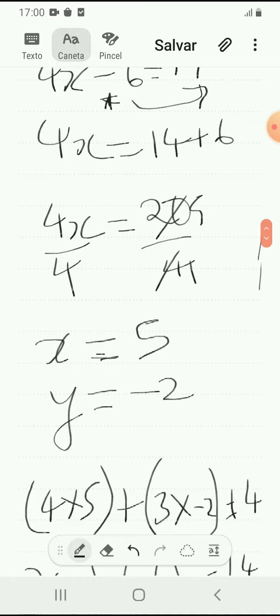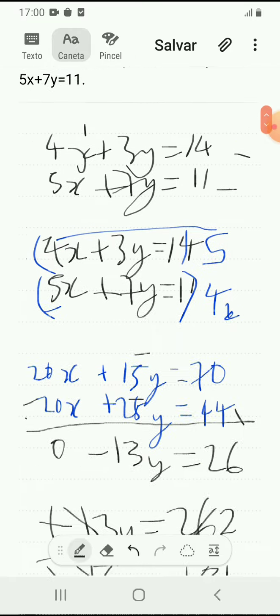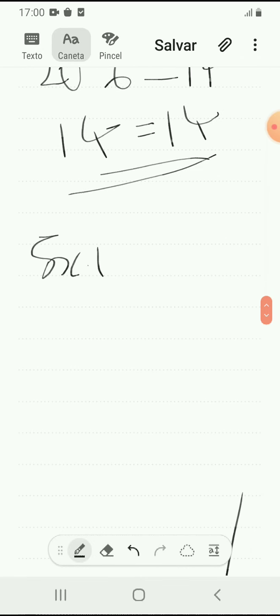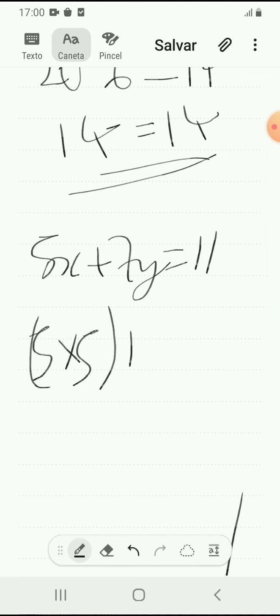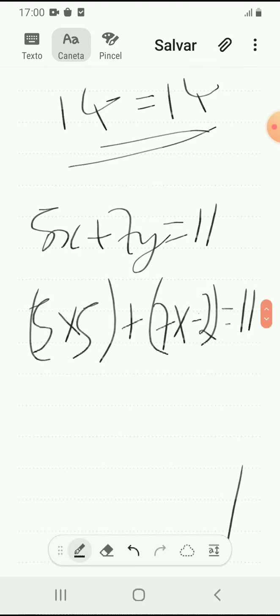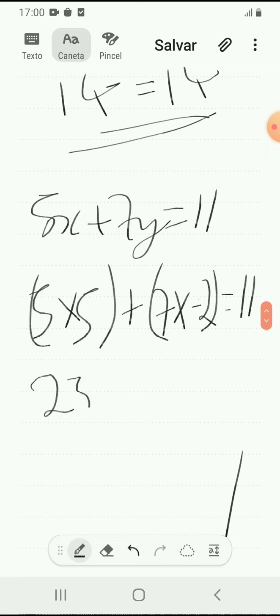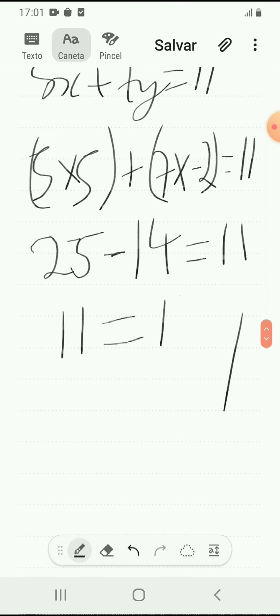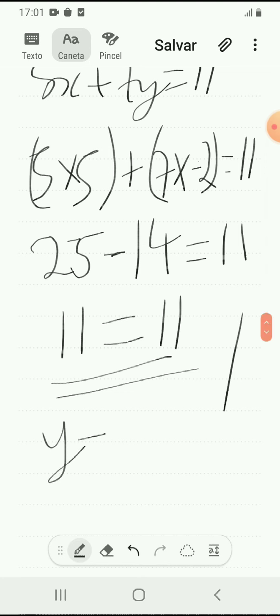So we take the other equation also. It was 5x plus 7y equals 11. So our x is what? 5. Our y is minus 2. This gives us what? 11. So we have 25, 5 times 5. Then here it's negative because we have a negative 2 here. Negative 14, 11. So 25 minus 14 is 11. So you know your answers are correct. Your y equals minus 2 and your x is 5.